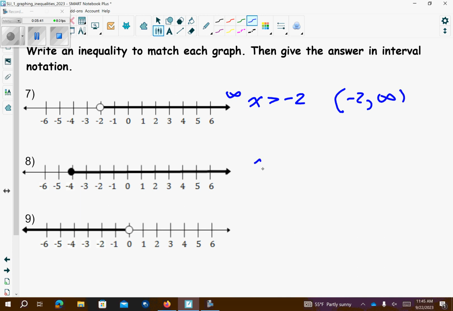This one is going to be x is greater than or equal to negative 4. The reason it has the equal sign is a solid dot. So I have a hard bracket from negative 4 going to the right, so that goes to infinity. This one I have to realize negative infinity is down this way, so read this left to right. Negative infinity to 0. 0 has a soft bracket because it's an open dot.